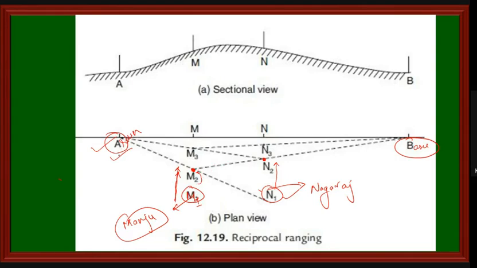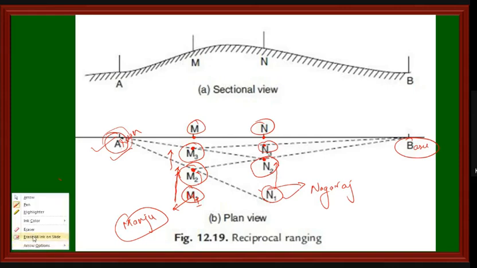Again, Arun will tell Manjunath to move upward. Upward means I'm showing it as up, but it is actually right and left hand side. So Manjunath will come to this point, between Arun and Nagaraj. Again, Manjunath can see Basavaraj, and Nagaraj will come and stand at this point. The procedure will continue, and finally they will establish the points M and N.